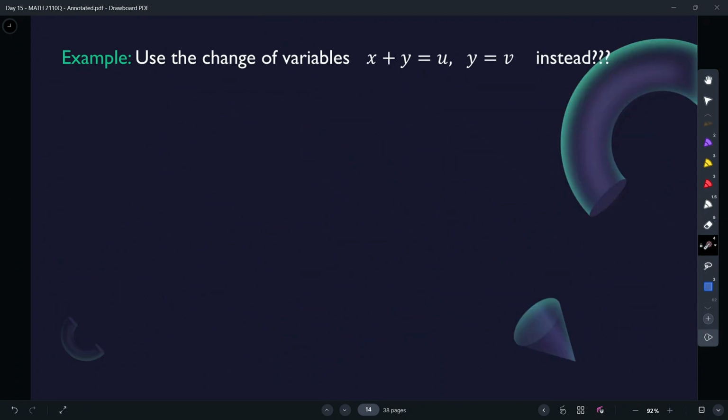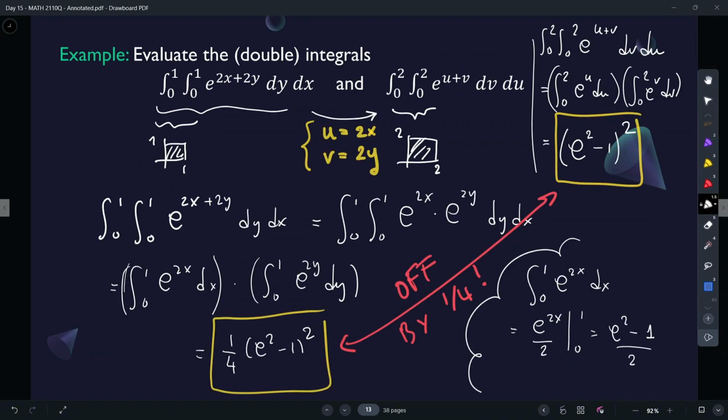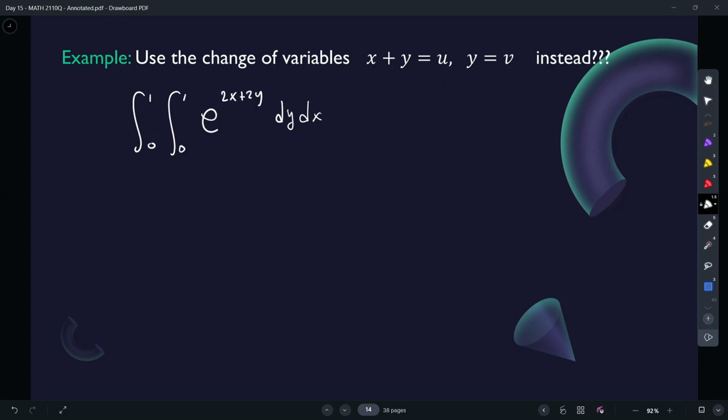And what if, remember that I was trying to integrate 0 to 1, 0 to 1, e to the 2x plus 2y dy dx. Another possibility that you might have come up with if you're trying to do some change of variables is, what if I call x plus y equals u so that the integral inside just becomes e to the 2u? Or maybe you could have thought, okay, I want 2x plus 2y to be u, and see what happens there. Then that is going to be a different region.